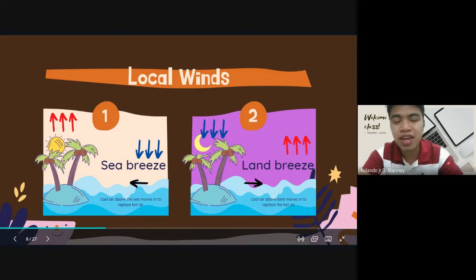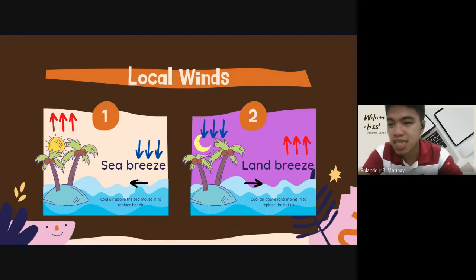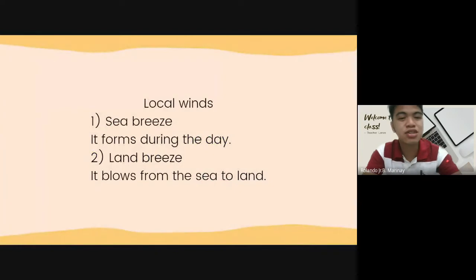Okay, remember in the local winds, in sea breeze, it is cold in the sea. So the cold wind goes to the land. Okay, and next in land breeze, since it's night, it's cold in the land. So the cold wind moves to the sea. Okay? Alright, so let's go to the next part.